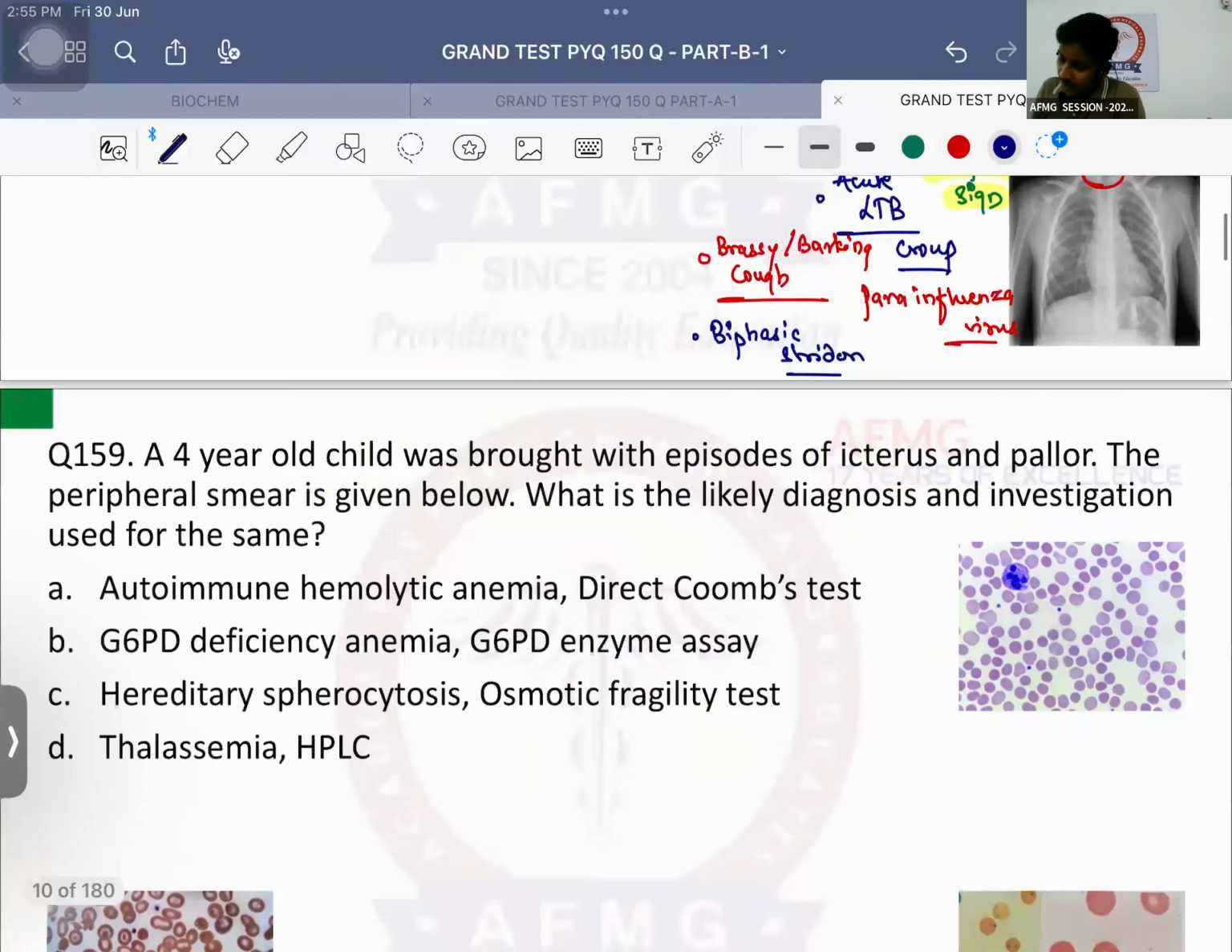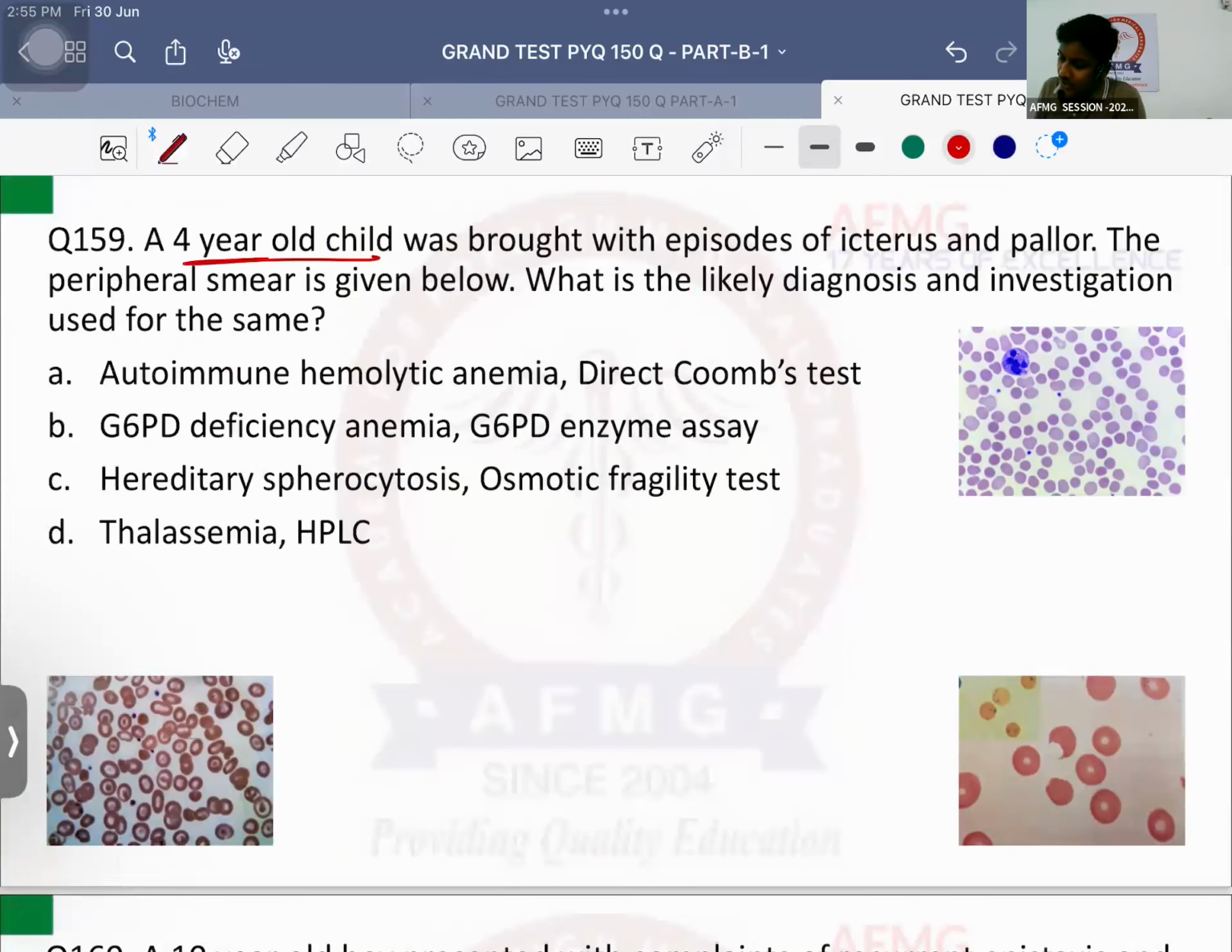Question number 159. It states a 4-year-old child was brought with episodes of icterus and pallor. Icterus is nothing but yellowish discoloration. Along with that, there is pallor. ठीक है? So icterus is suggestive of jaundice in the patient. ठीक है? And there is pallor. Pallor is suggestive of anemia in the patient. ठीक है? The peripheral smear is given below. What is the likely diagnosis and investigation used for the same?